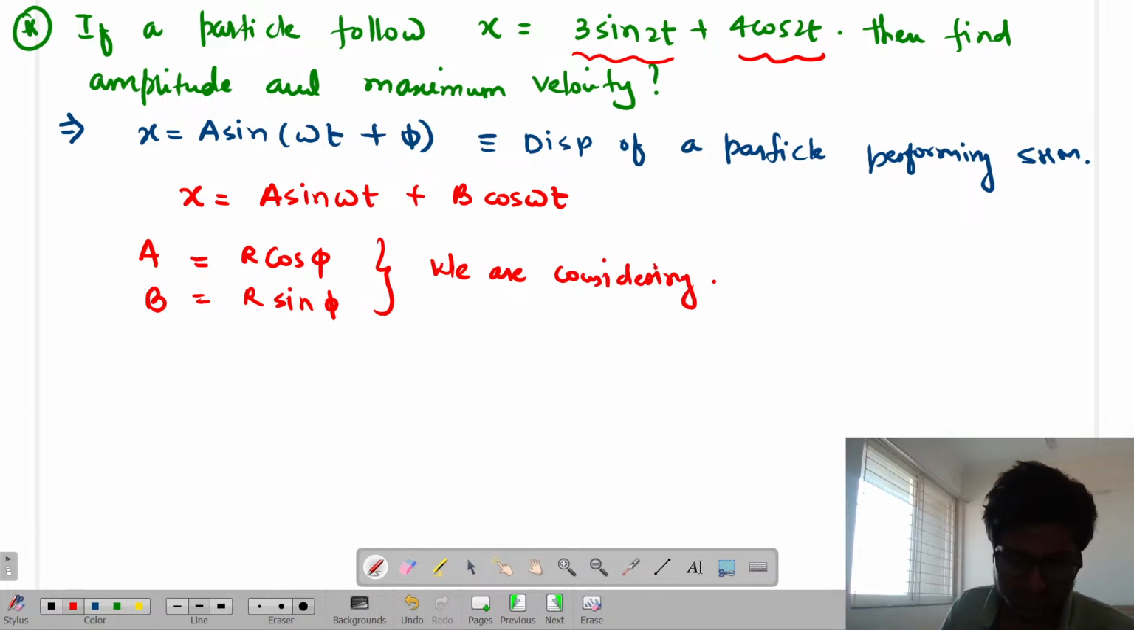We do not know what it is. We just do not know what it is. We are just considering it. At the end, you will get to know what the meaning of this is. Okay. Now, when you get this, you can replace the SHM equation.